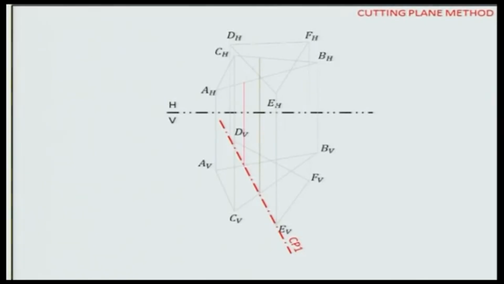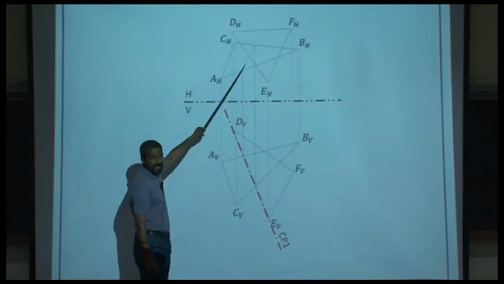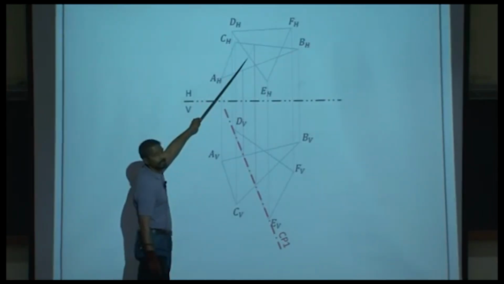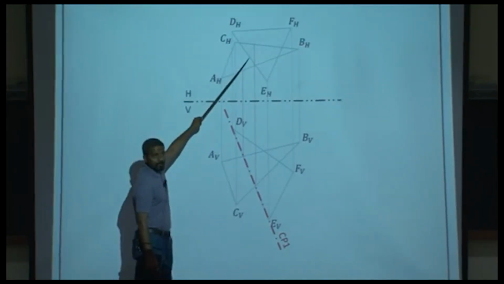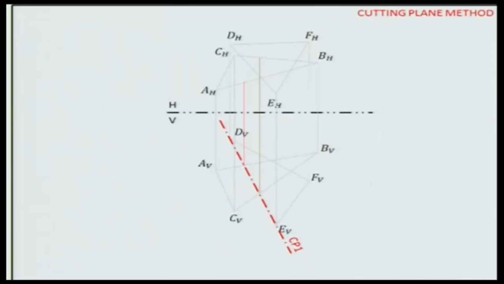Project that point up. This would be the line of intersection between the imaginary plane that passes through DE and the plane ABC. And that would be the projection of that line. Okay. Now this line is going to be intersecting the edge DE at this point. So this point would represent the point of intersection between the line DE and the plane ABC. Fine? With me so far? No? Yes? Good.